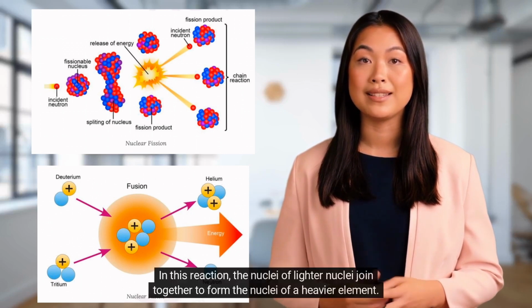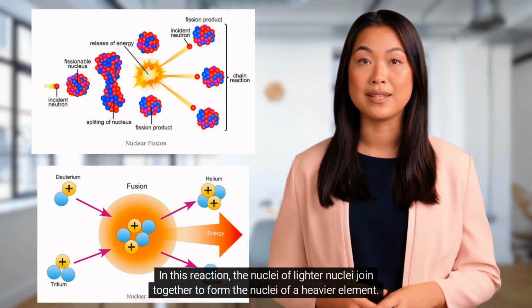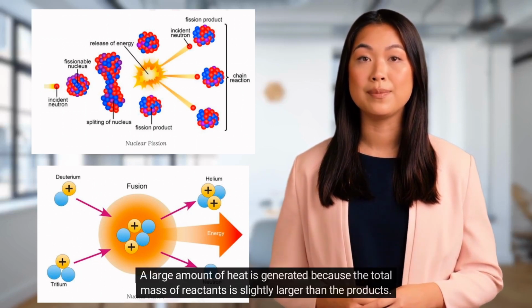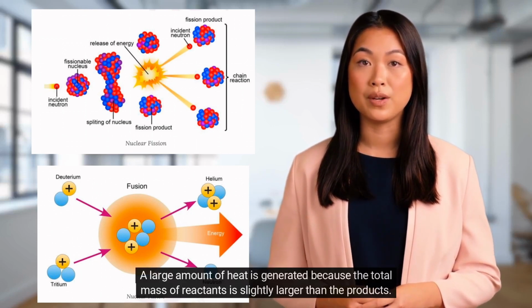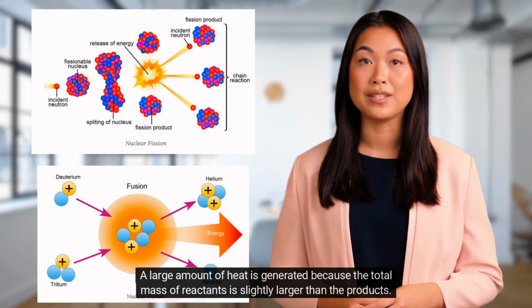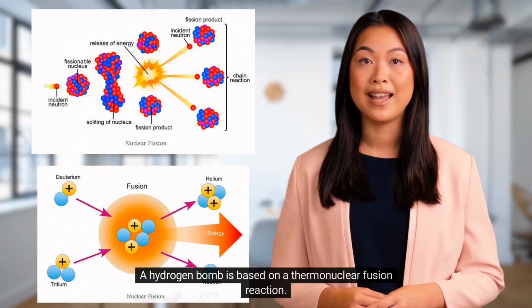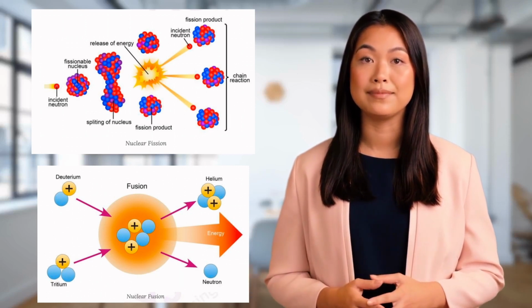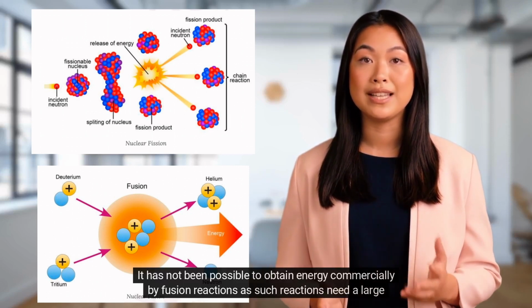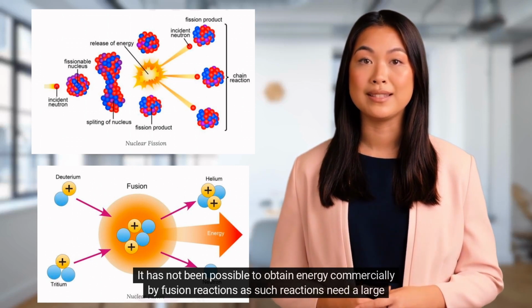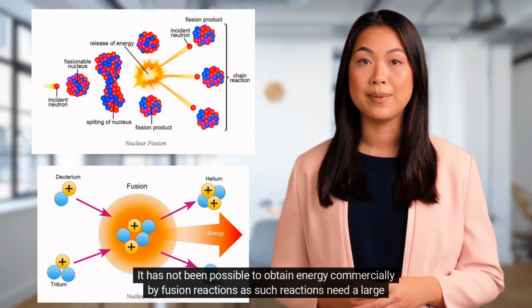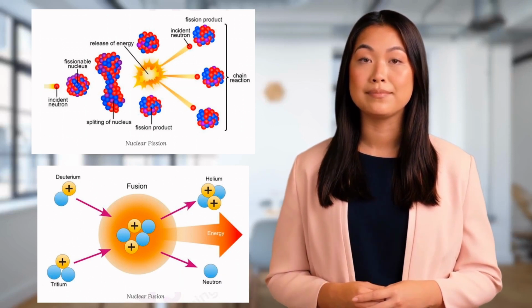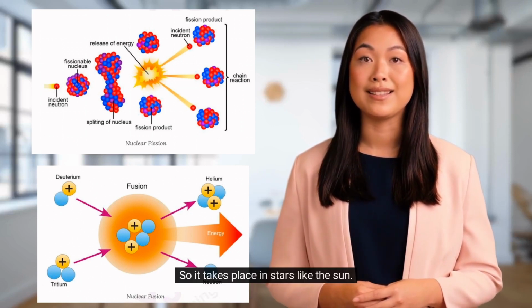What is nuclear fusion? In this reaction, the nuclei of lighter elements join together to form the nucleus of a heavier element. A large amount of heat is generated because the total mass of reactants is slightly larger than the products. A hydrogen bomb is based on a thermonuclear fusion reaction. It has not been possible to obtain energy commercially by fusion reactions, as such reactions need a large amount of heat and pressure to force the nuclei to join together. So it takes place in stars like the Sun.